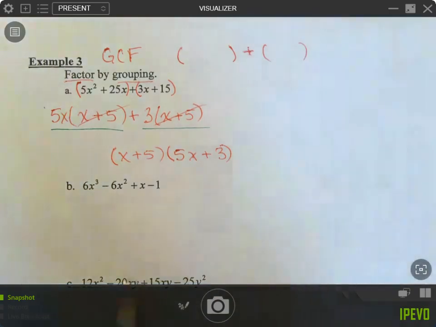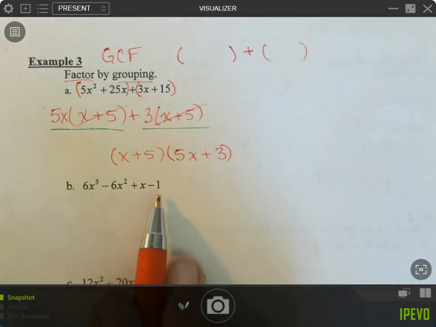All right, look at your next one. Is there a GCF across all 4 pieces?